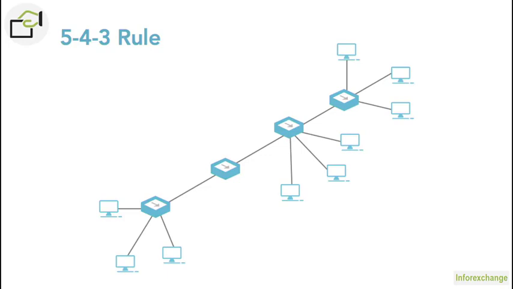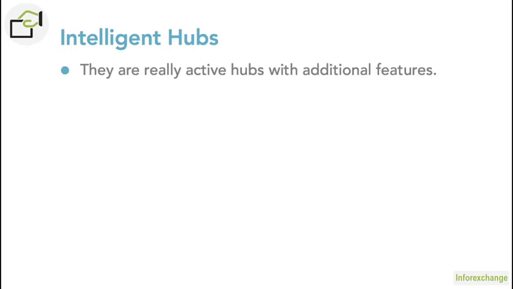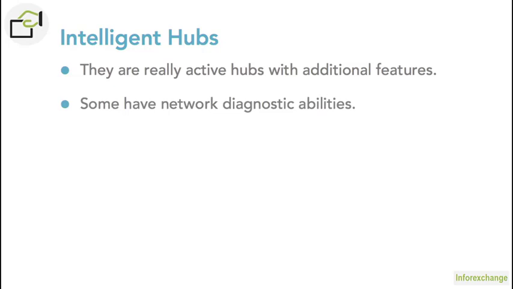Beyond active hubs, we had intelligent hubs. Intelligent hubs were basically active hubs with additional features added to them. One of the most common features to put on an intelligent hub was the ability to run network diagnostics. A hub that had the ability to run network diagnostics was able to troubleshoot the network and send back a report of any problems that were on the network. That report could then be used to go in and fix the problem. The intelligent hub could also sometimes use that report to route around problems it found on the network.